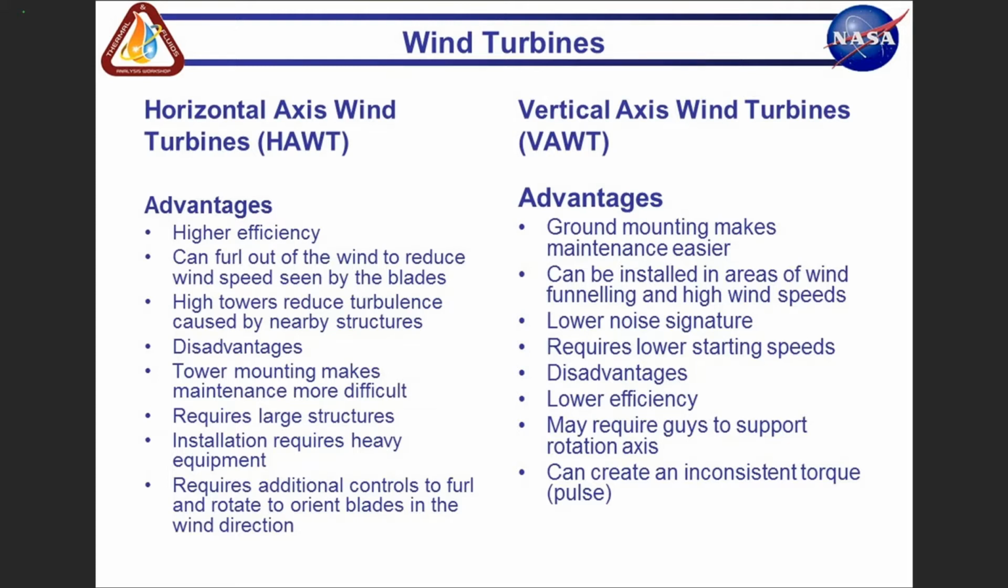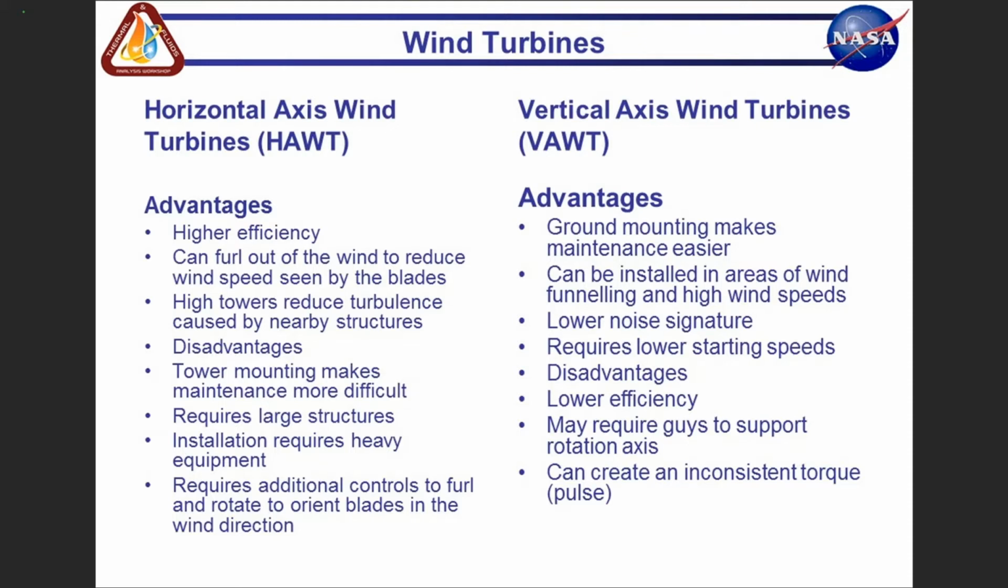As we can see, there are advantages and disadvantages to each of the horizontal and the vertical axis wind turbines. The advantages of the horizontal axis wind turbine are that it has a high efficiency and can produce high power. Its disadvantages are the tower mounting, more difficult maintenance, the need for large structures, and an installation that requires heavy equipment.